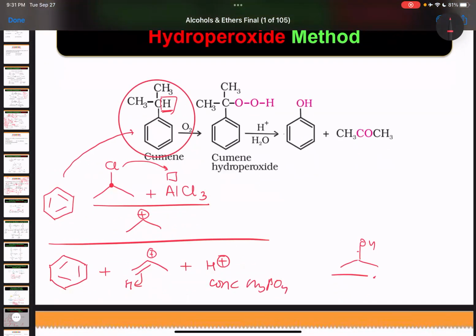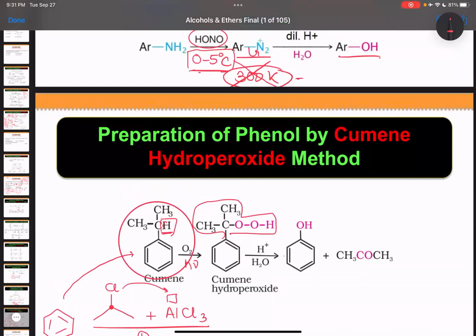And so when you heat it with oxygen in the presence of light or heat, this hydrogen is abstracted and the oxygen is inserted between the alkyl group and the cumene. Is it clear? What happens over here is, this is cumene hydroperoxide, and this is the compound which is responsible for the name of this reaction. One side you have cumene, you have hydrogen, so it is cumene hydroperoxide, right?